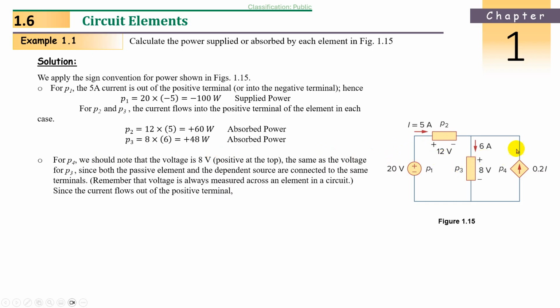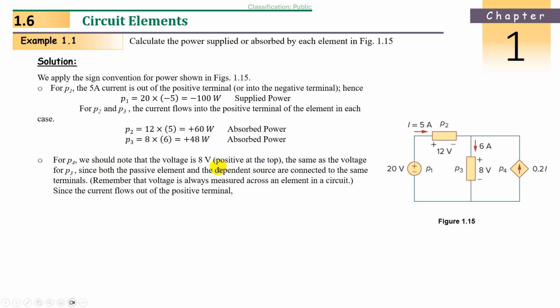This 8 volts is parallel to this one, so the same voltage will come here. Okay, positive on the top, positive on the top. So current is leaving from this positive terminal, which means it is giving the power, so we have to take minus. The same voltage applies for P3.